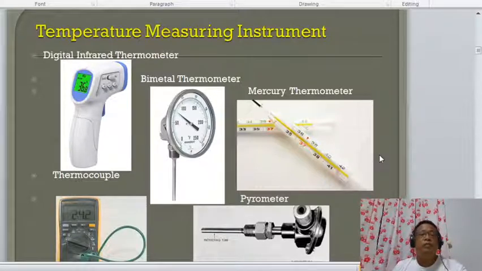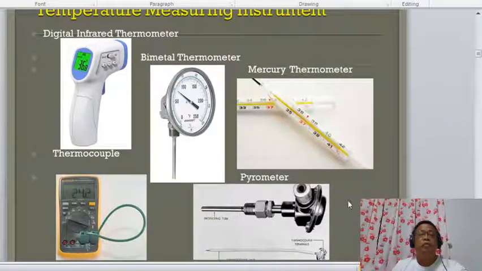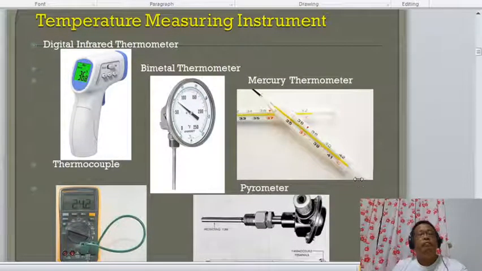Okay, so we have also the bimetallic thermometer. This is like this. And another, we have the pyrometer. This pyrometer is used to determine a temperature which is quite high. And then we have also the so-called thermocouple. So there are several instruments that measure temperature.